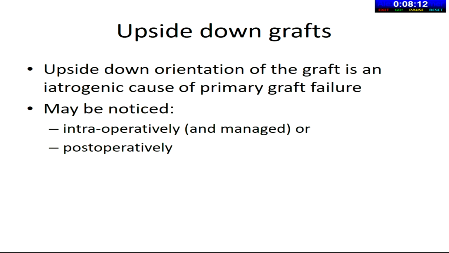Upside-down grafts are an iatrogenic cause of primary graft failure, the other causes being prolonged surgery and mishandling of the graft. This may be noticed intraoperatively and managed immediately, or postoperatively, and I will show you the signs, and then managed subsequently through a second operation.